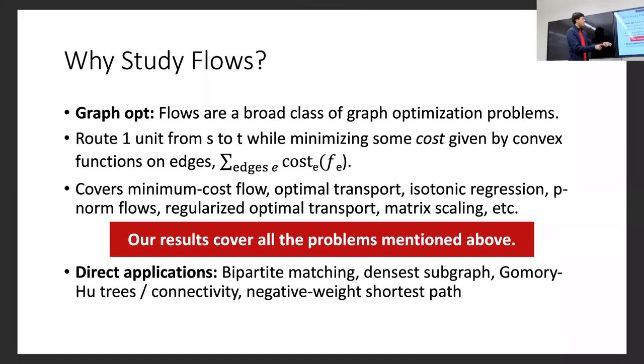So we capture min cost flow, matrix scaling, other norms, anything that fits in this framework of the sum over edges of a convex cost of the amount of flow on the edge. But for the purpose of this talk, we're just going to focus on max flow and min cost flow. As for other direct applications of max flow, bipartite matching is a natural one, as well as densest subgraph. There's been a lot of recent work showing that various connectivity problems, like computing Gomory-Hu trees, can be reduced to some max flow calls in a black box manner. So we get improvements to those, and to negative weight shortest paths.